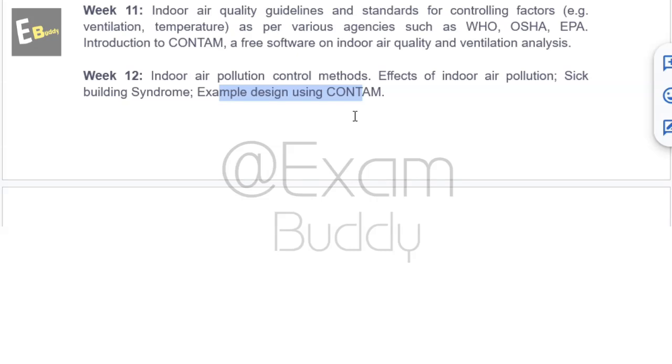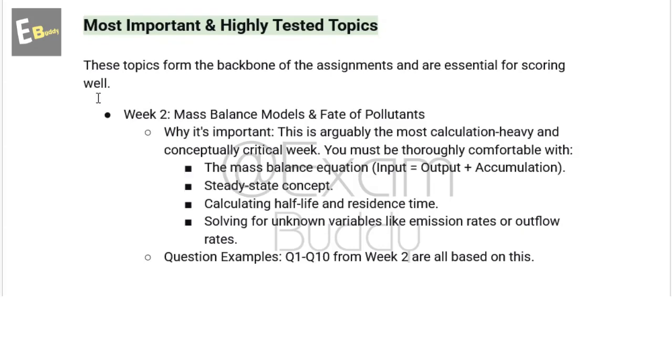And now let's discuss our most important and highly tested topics. The first one is week second, mass balance models and fate of pollutants. These topics form the backbone of the assignment and are essential for scoring well. So why is it important? This is arguably the most calculation heavy and conceptually critical week, and you must be thoroughly comfortable with it.